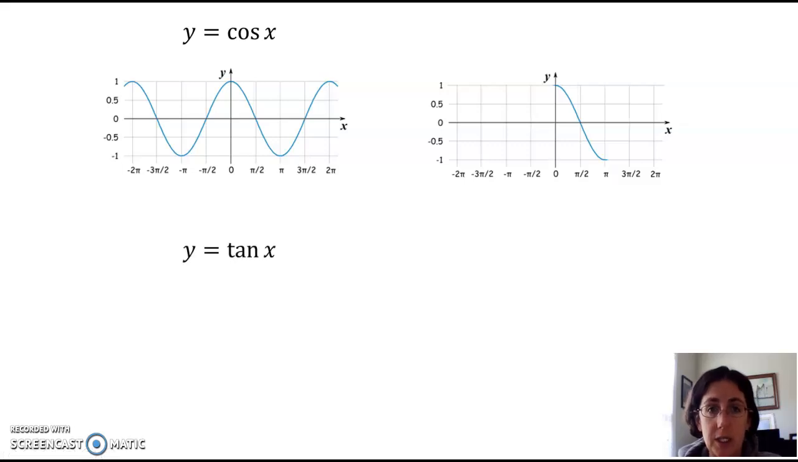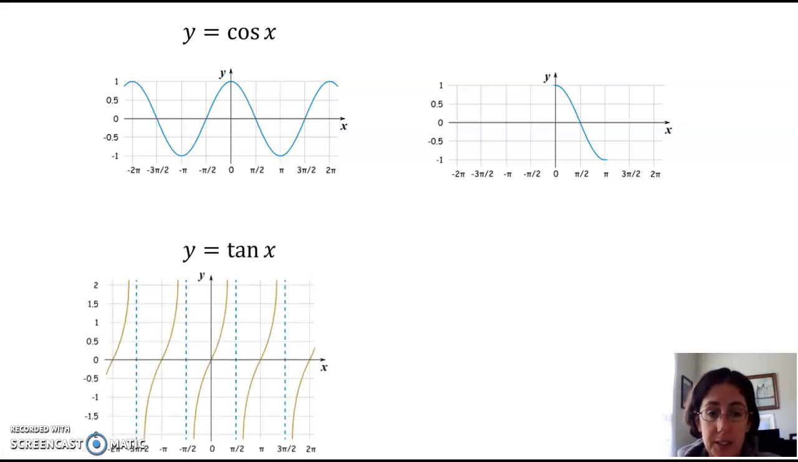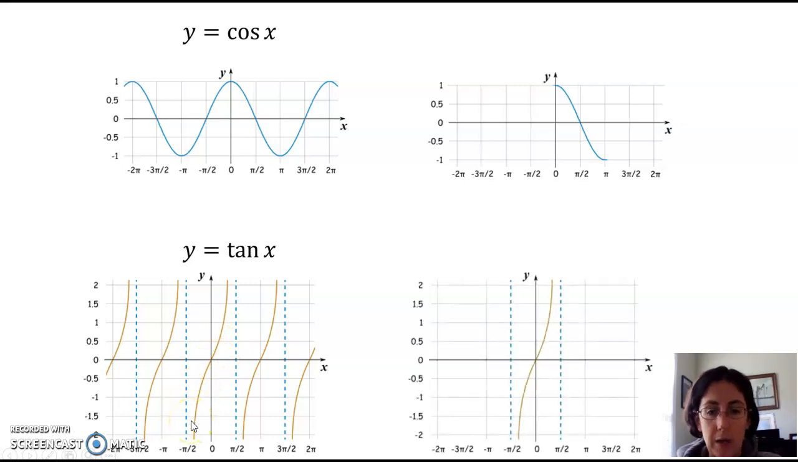And now let's look at the tangent. As you can see for the tangent, those repeating kind of S-shaped curves here, it's not one-to-one. It fails the horizontal line test. But what if we restricted it and we just took this middle S-shaped curve right here and we got rid of all the rest? Now it is a one-to-one function and it will have an inverse.